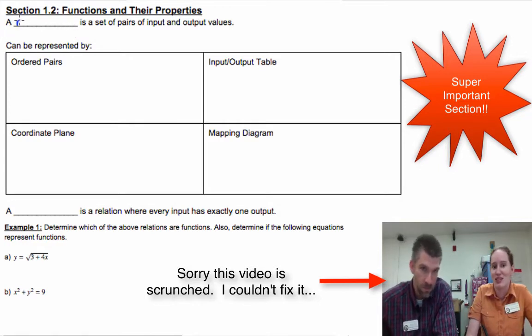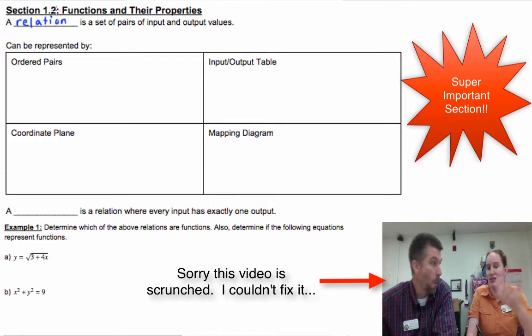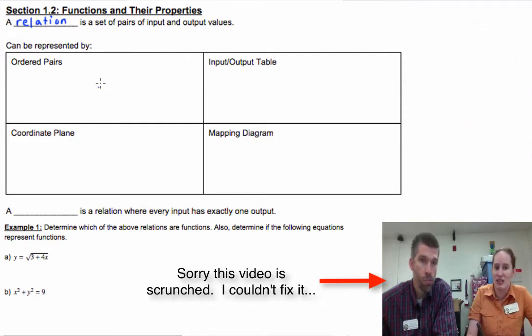Coordinates. No, relation. A relation. Like a relationship, because there's two of them. A relation is something that puts these values with these values in an organized way. They can be represented in numerous ways.